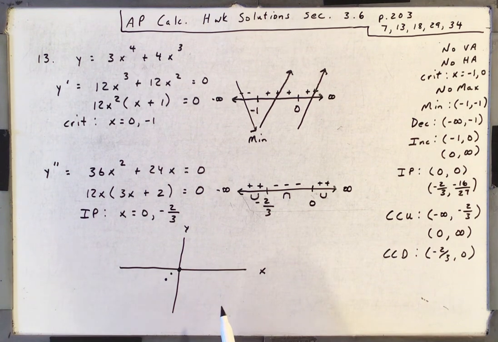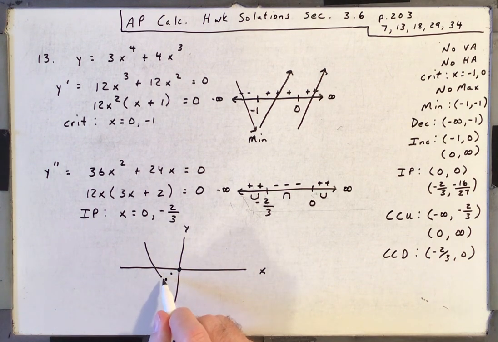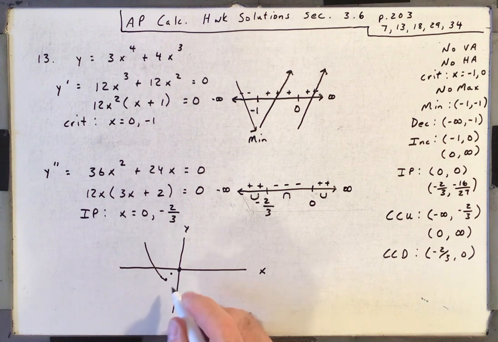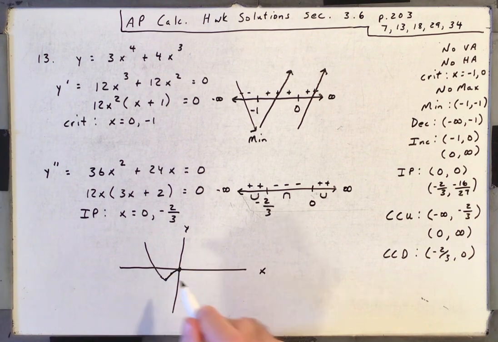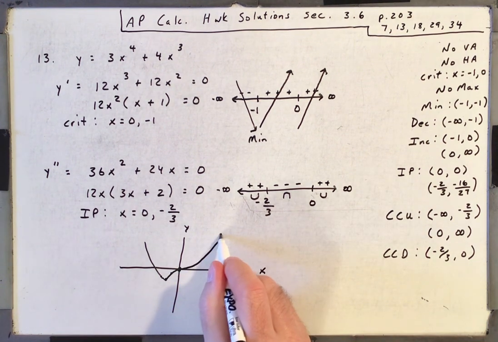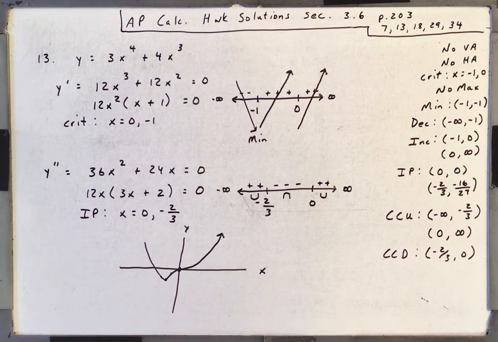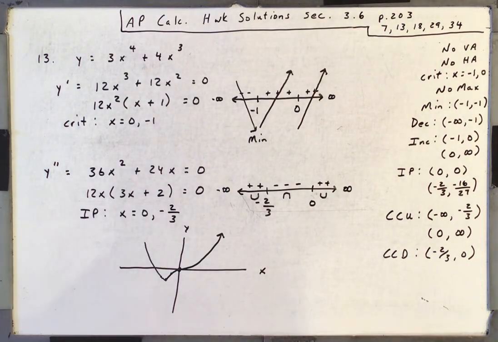So we are decreasing until we get to negative 1 here. And we're also concave up. And then we're concave down and increasing. So we're kind of curving back that way. See how that's a little bit concave down? And then we're concave up again, so it flattens out right there. And we increase. So that's a pretty decent rough sketch. And there you have it.